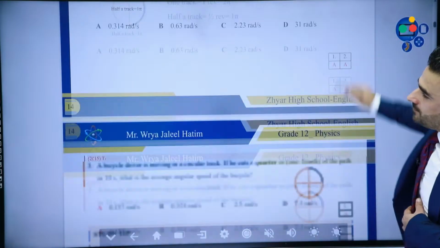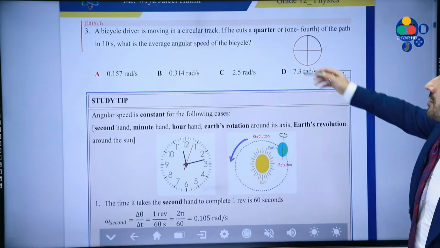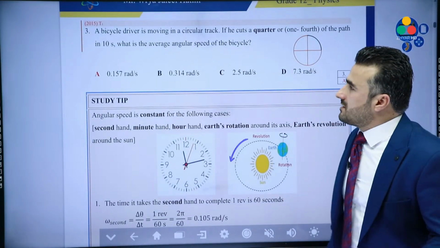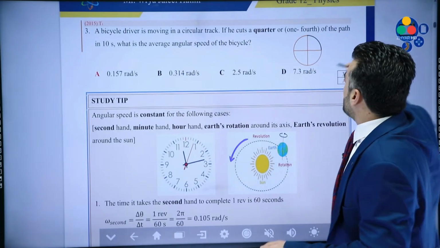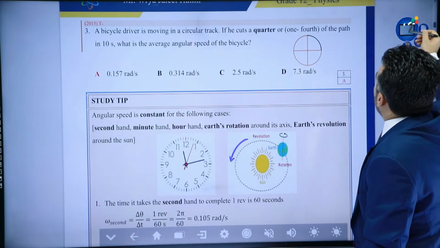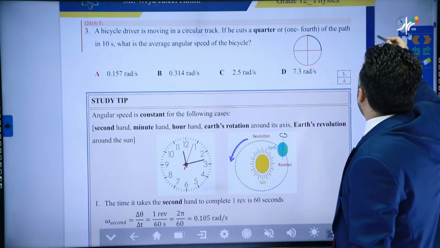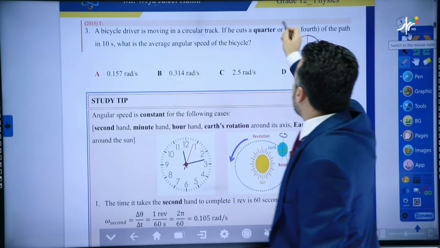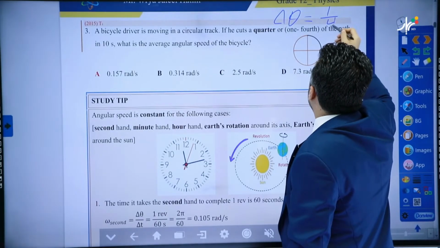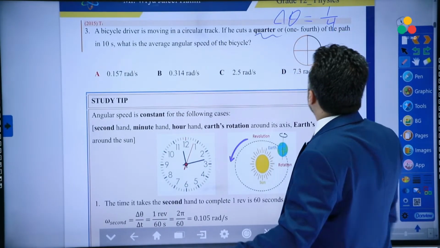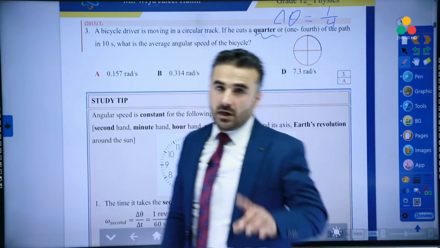Okay, now another part here. It's the same thing, but instead of having half a circle, we have a quarter, or 1/4 of the path. 1/4 of the path means the angular displacement, delta theta, is going to be 1/4, because you know that a quarter is 1/4.